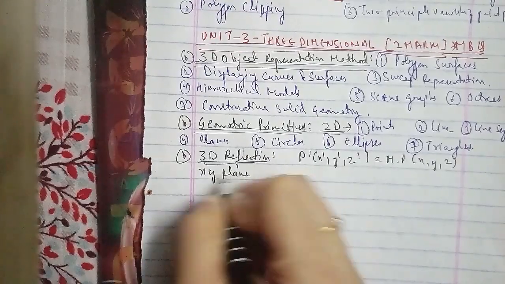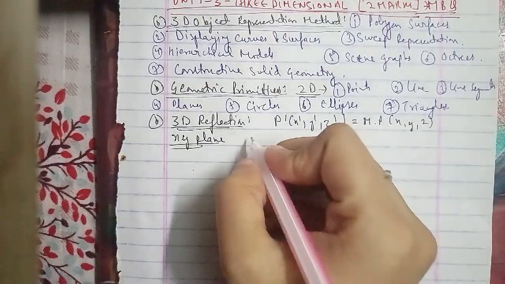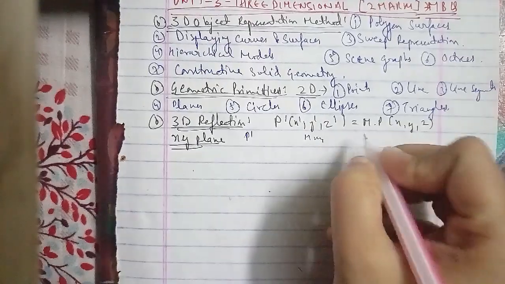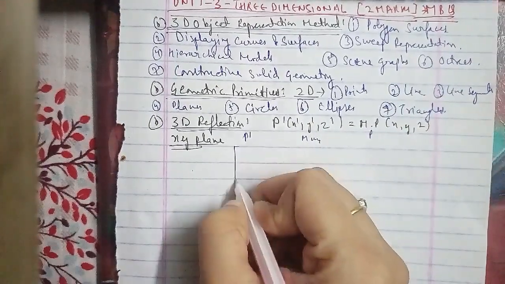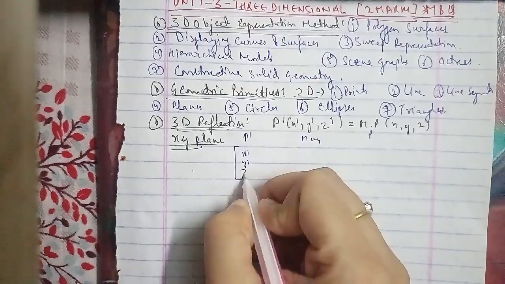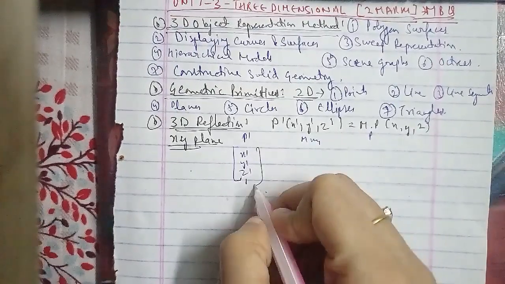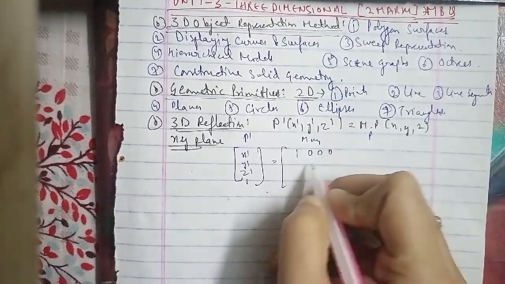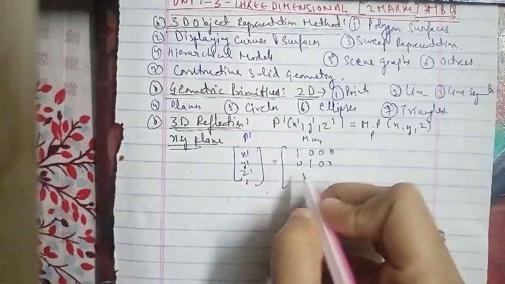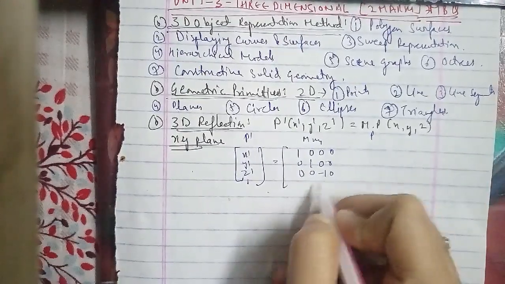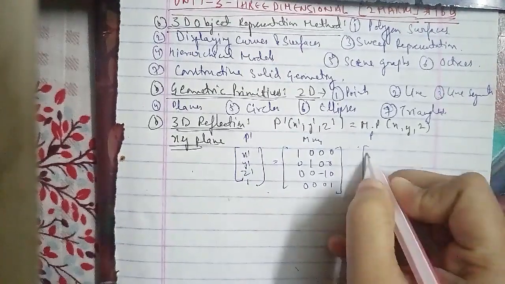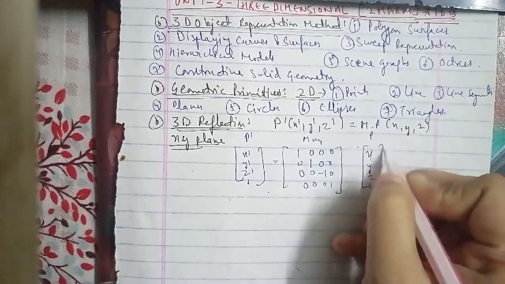With reference to the xy plane, P' = Mxy · P. P' is the column (x', y', z', 1), which equals the matrix [1 0 0 0; 0 1 0 0; 0 0 -1 0; 0 0 0 1] times P, which is the column (x, y, z, 1).